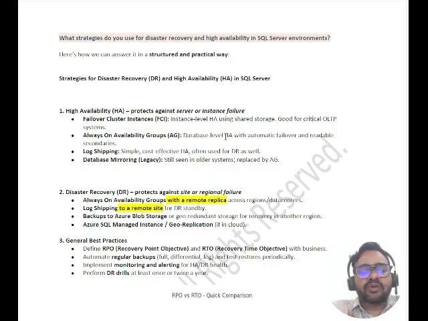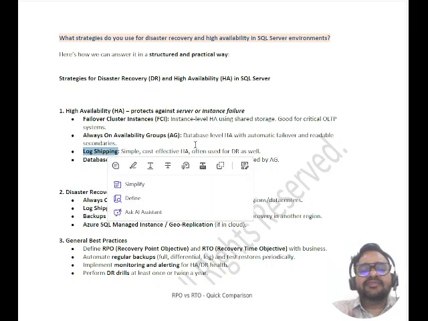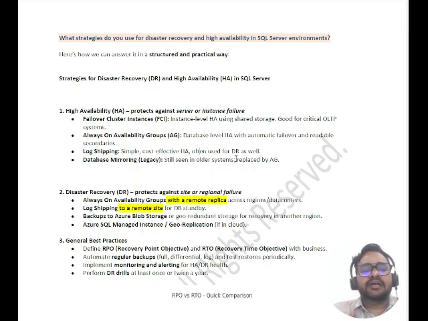The third approach we can follow for high availability is log shipping. It's very simple and cost effective, because Always On works on Enterprise Edition, which is license based, but log shipping is completely free. Some companies use it for DR also. There is also database mirroring, an old concept that we call legacy, and it has been replaced by Always On. So these are all the approaches for high availability.